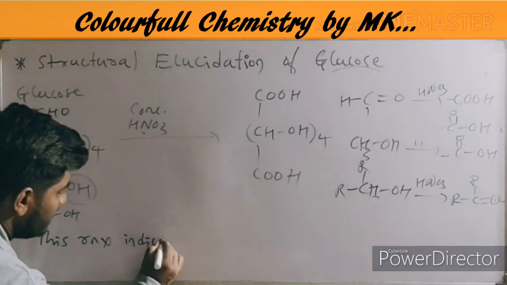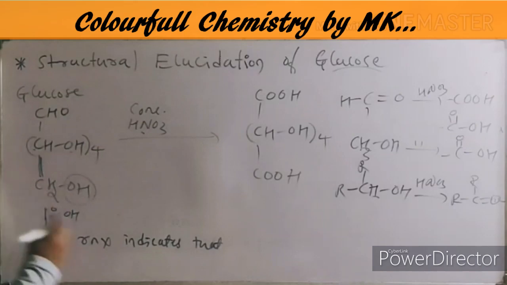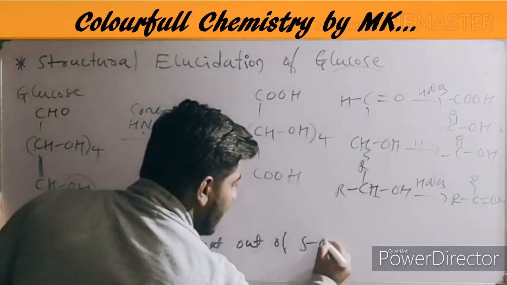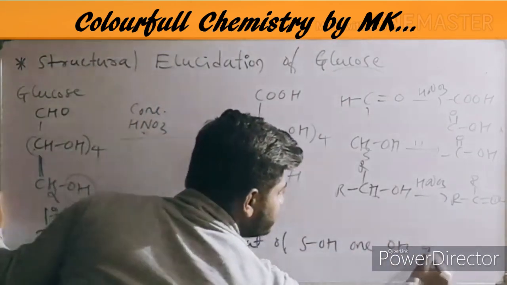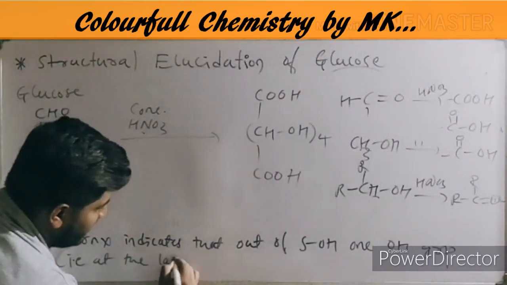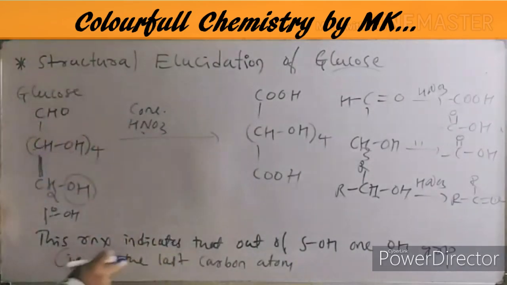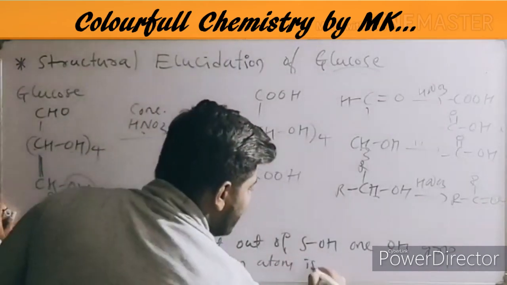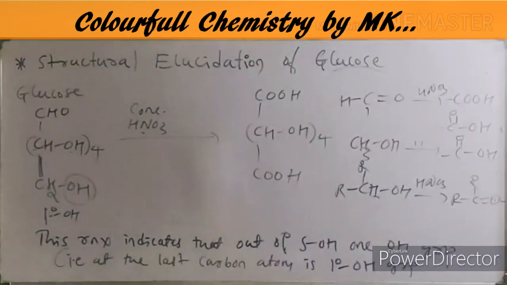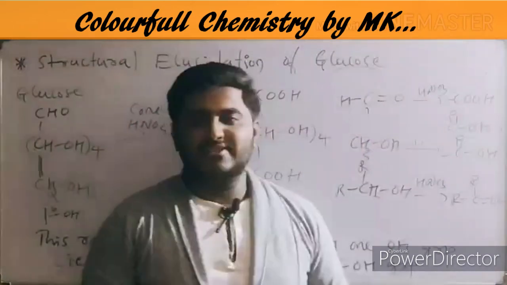So this reaction indicates that out of the 5 OH groups in glucose, one OH group, the one at the last carbon atom, is a primary OH group. Which OH group? Primary OH group. I hope you understood, guys. So this is the structural elucidation of glucose.